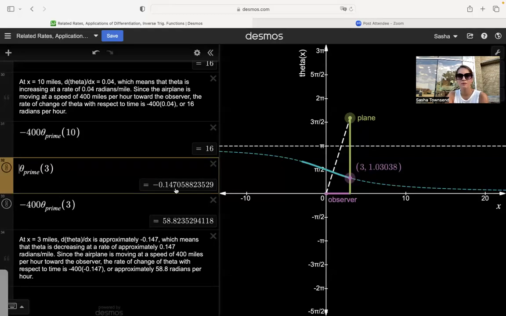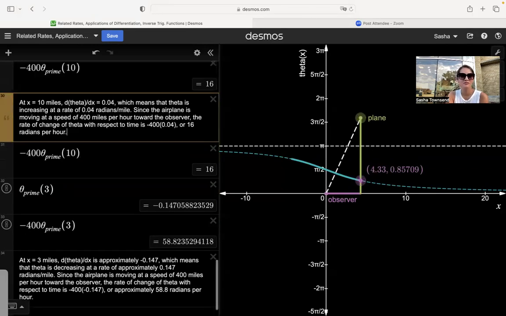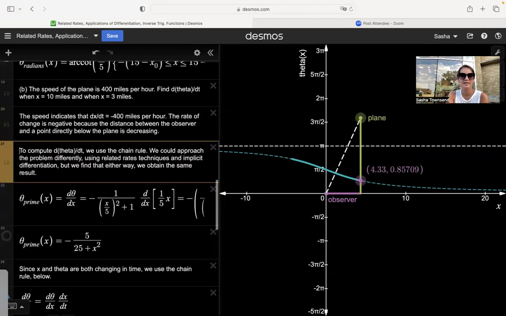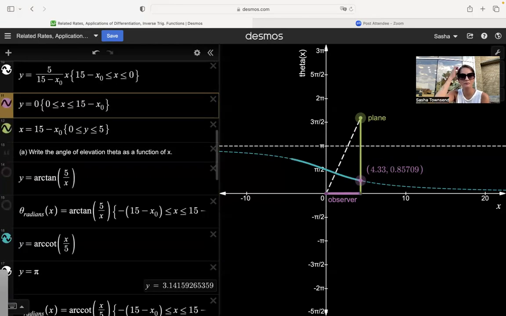Negative 0.147 radians per mile. So as our miles increase, the theta values decrease, as we can see on the graph. But if our plane is flying towards us, then we take the negative and multiply them together to get something positive.